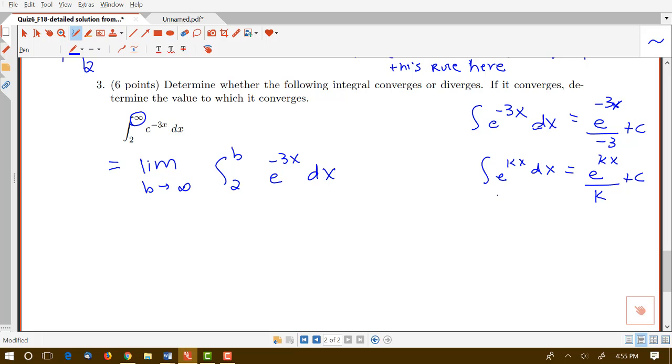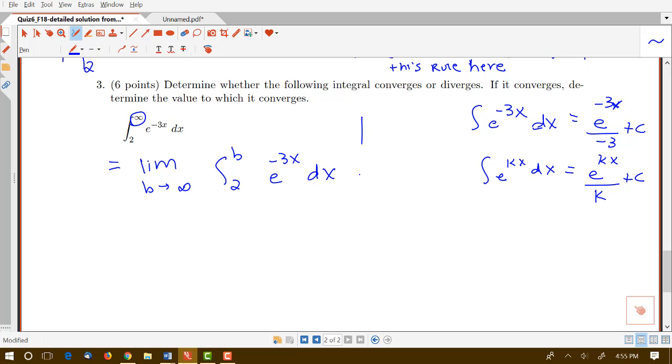If I have e to the x squared, the antiderivative is not e to the x squared over 2x. That would be a much more complicated integral and actually one that doesn't have a rule. There's no simple way to write down the antiderivative of e to the x squared. It's actually something we can't integrate in terms of functions that we know.